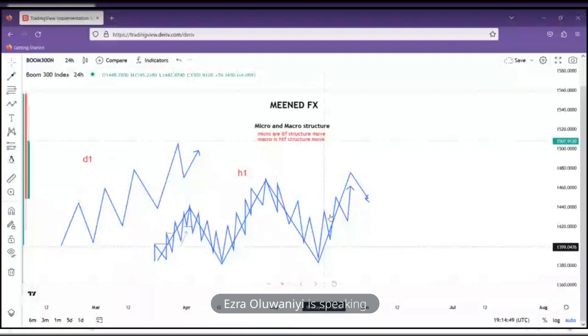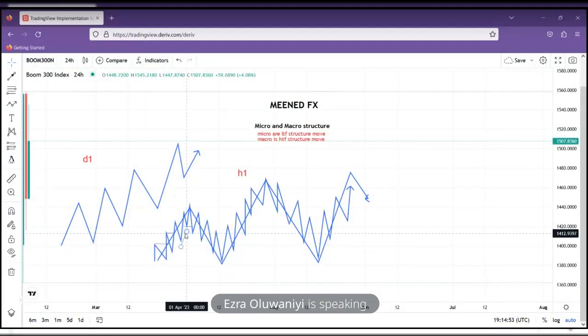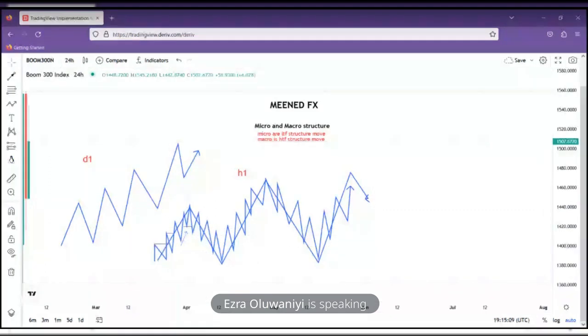Now, since we have this church or whatsoever they call it, let's talk about how to take advantage of it. I believe I've done justice to micro and macro structure. I will go to the chart and show us a few things so that we won't get confused and will understand it better. But for now, let's finish with this.